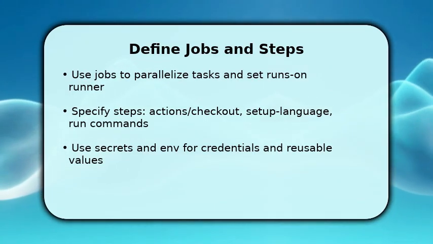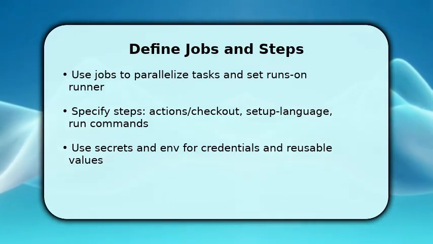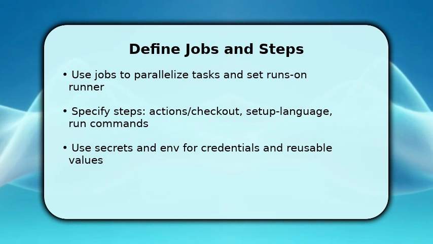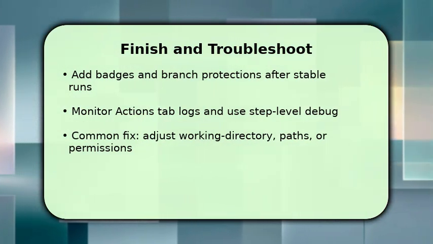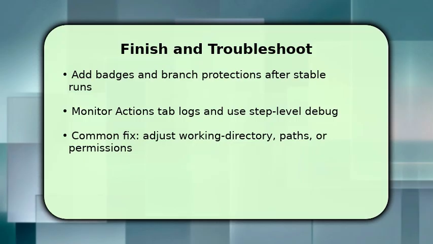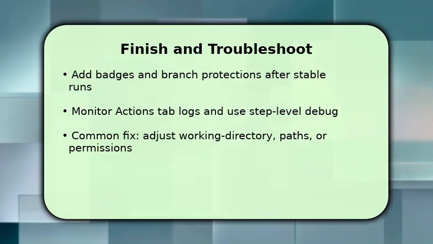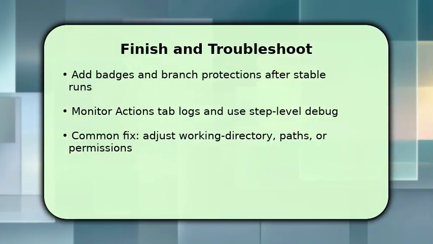Once defined, validate YAML and push. GitHub shows detailed logs for each step. To finish, confirm successful runs and add status badges or branch protection rules to require passing workflows before merges. This enforces quality. If something fails, open the Actions tab and inspect step logs. Logs show command output and exit codes, so you can pinpoint failures quickly.